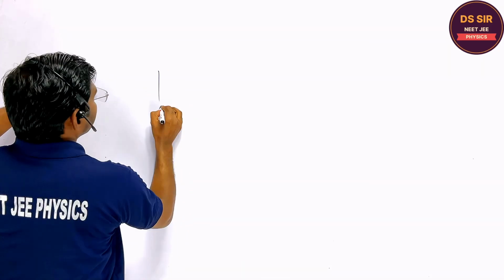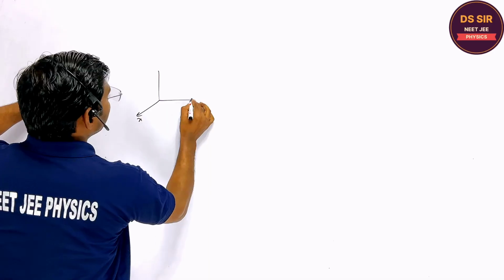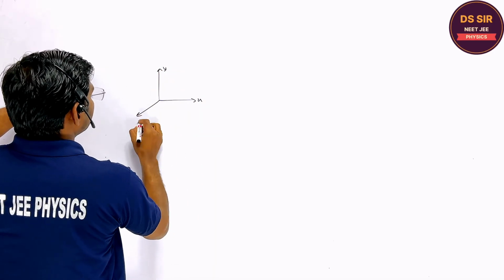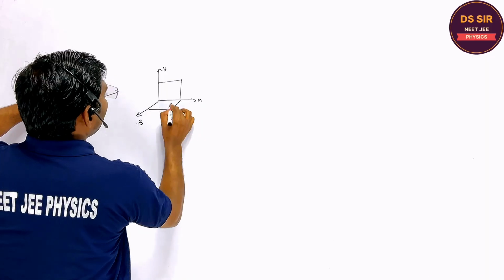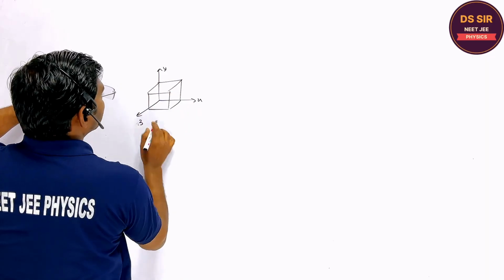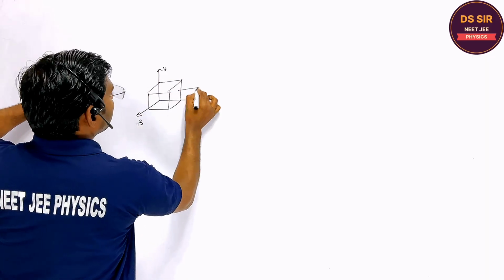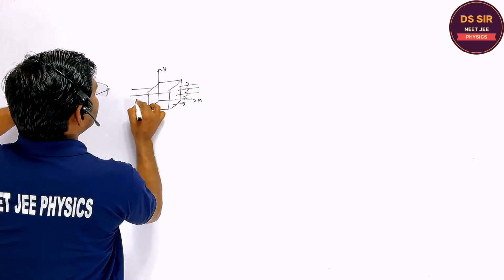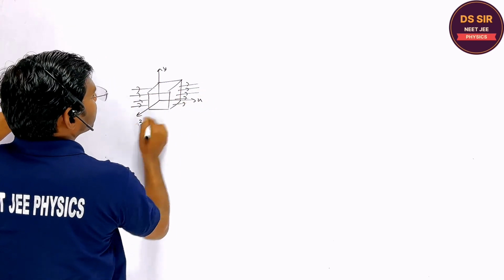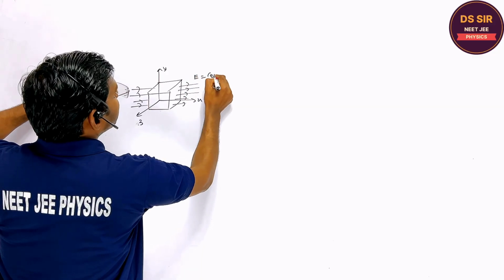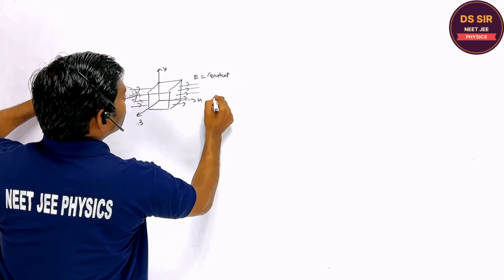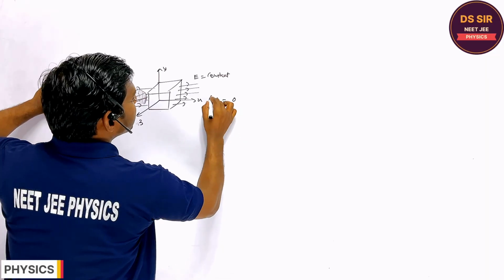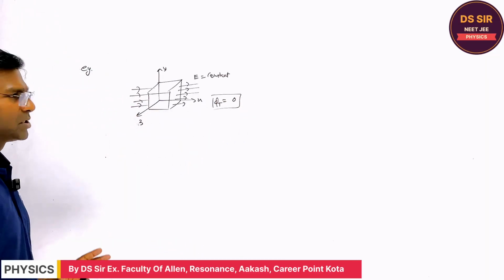Listen one thing. One question we have done in this way. If it was the cube and the uniform electric field, whatever electric flux was coming out, the same electric flux was entering. Here the electric field was constant, so the total flux linked with this closed cubical surface was 0. I think it is very much clear.